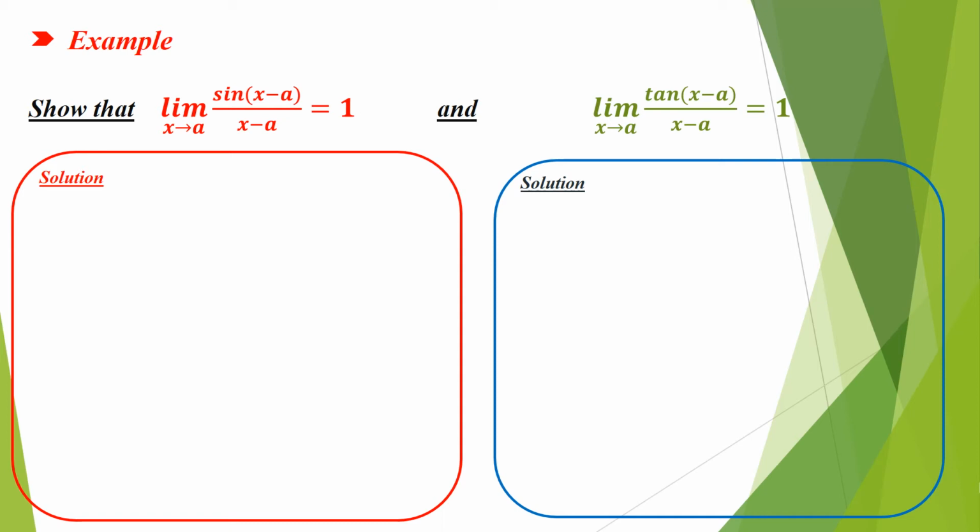Hi everyone, in this example you have to show that the limit of sine of x minus a divided by x minus a when x goes to a equals 1, and the limit of tan of x minus a divided by x minus a when x goes to a equals 1. So firstly, you have to make a substitution. Let y equals x minus a in both parts.